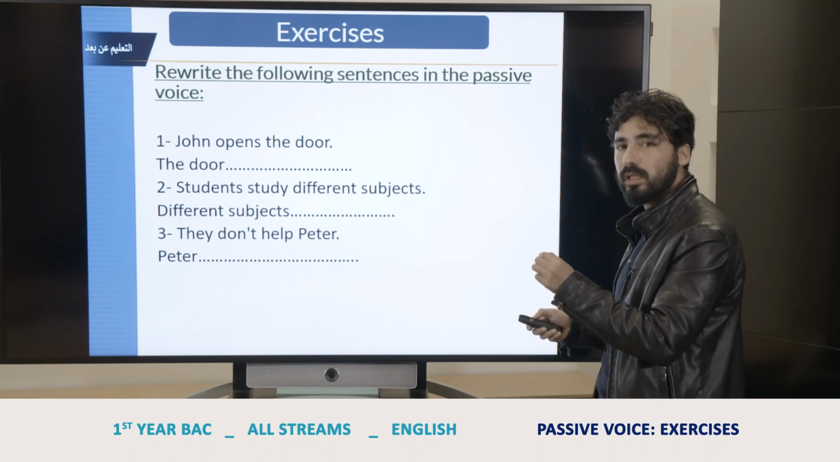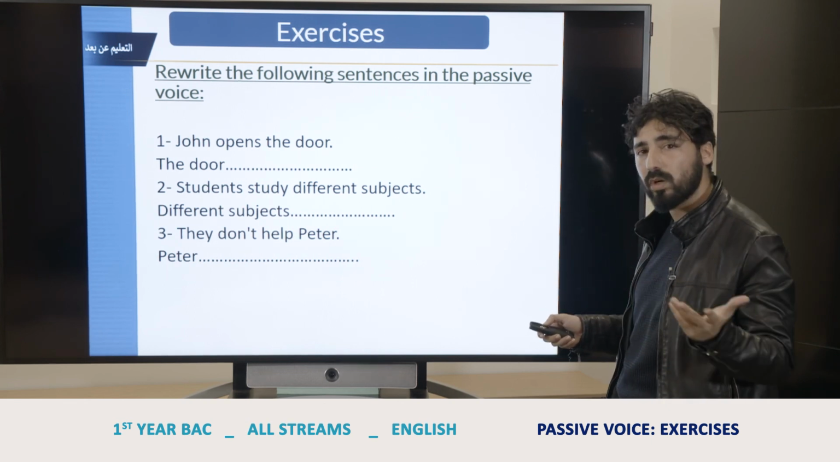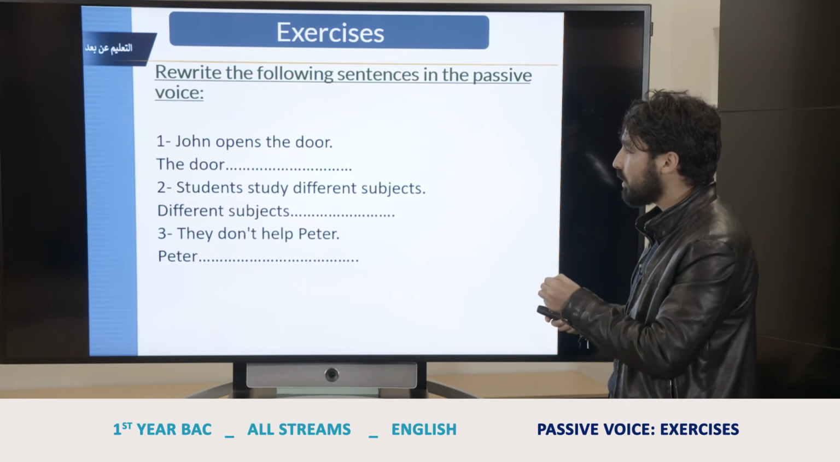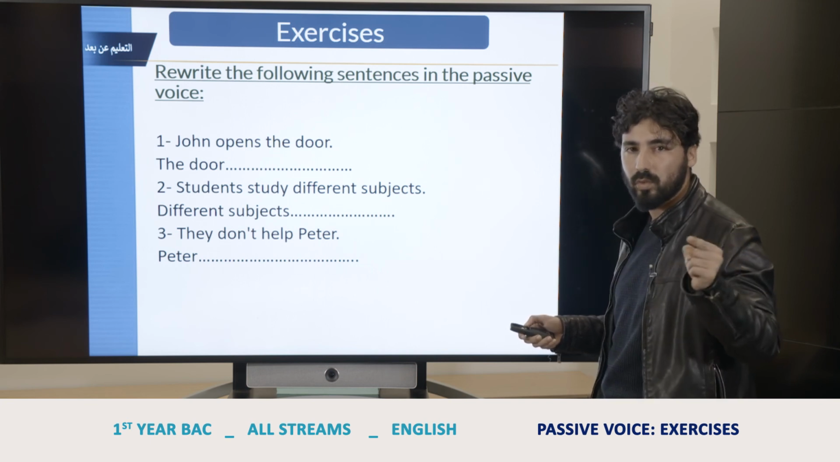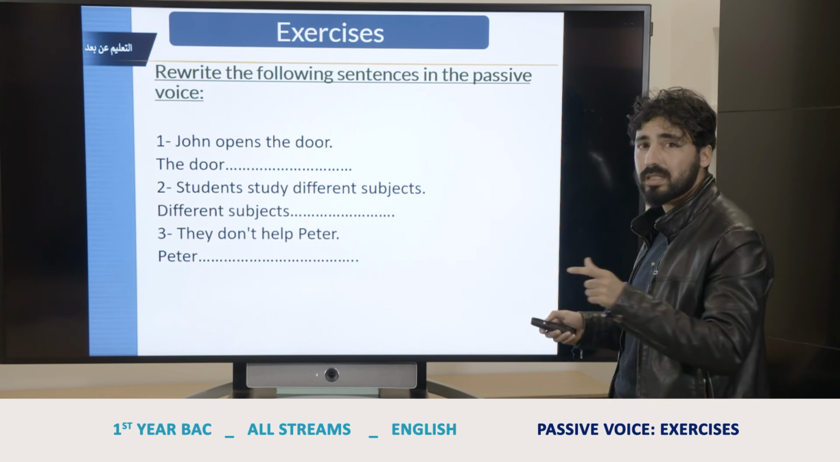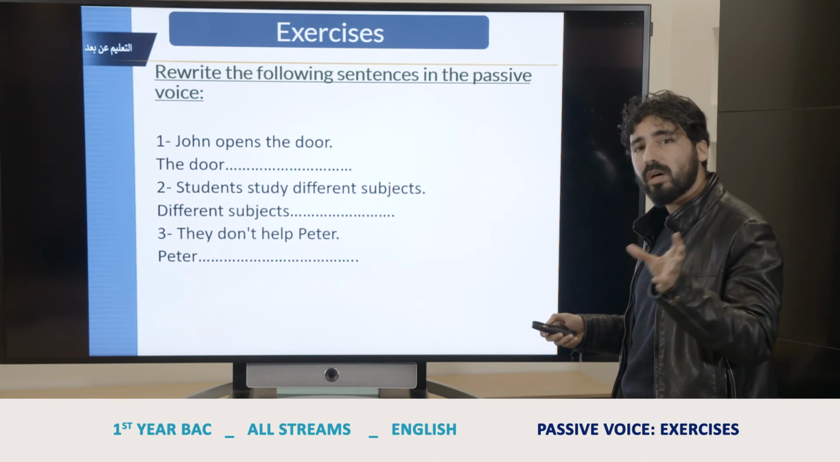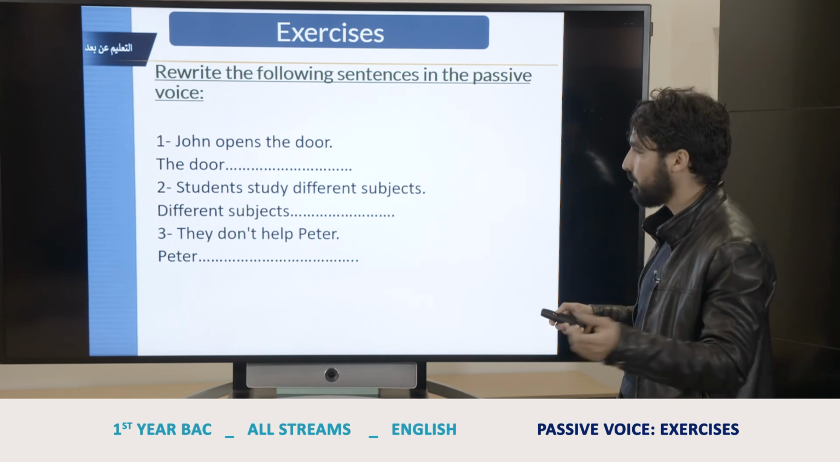Peter is not helped. Ed form, why? Because it's a regular verb. Peter is not helped. Here I'm not going to add by them. Why? Because they is a pronoun. In the passive voice, we don't use by plus the subject if the subject is a pronoun, because it's indefinite.